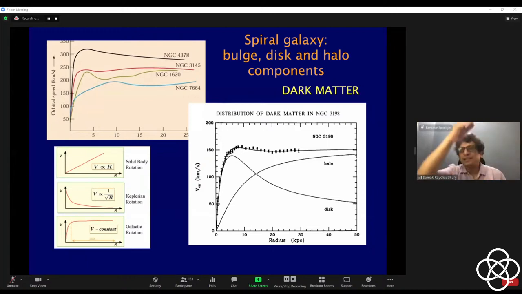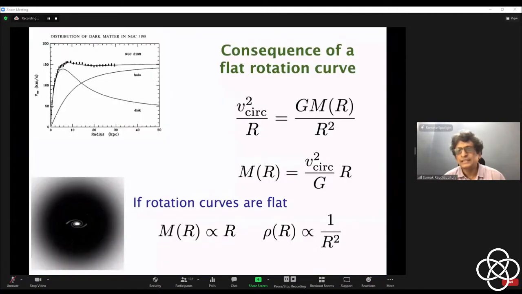If that was not there, then the V would go down as 1/r^2. Instead, it's constant, which means mass in the outer parts is proportional to R. And so the density of this matter is proportional to 1/r^2, right? So these come straight out of this equation. So you have the consequence of the first rotation curve, V^2/R equals GM/R^2, M being a function of R. And this tells you M(R), the mass distribution in this.